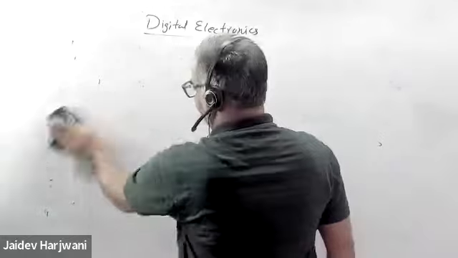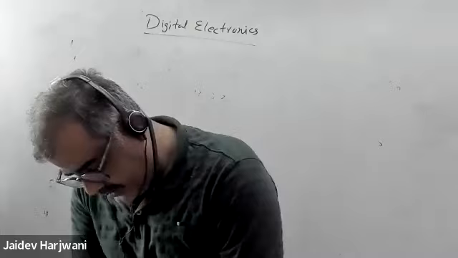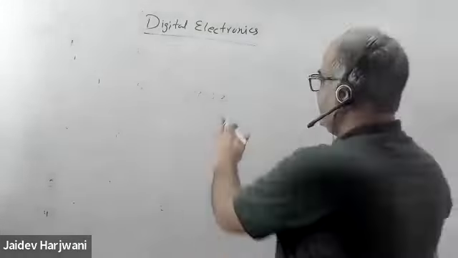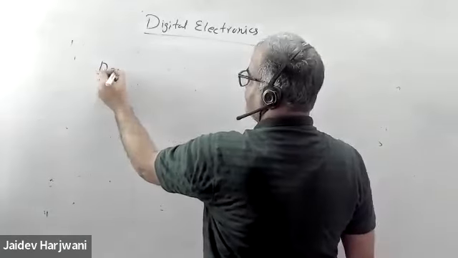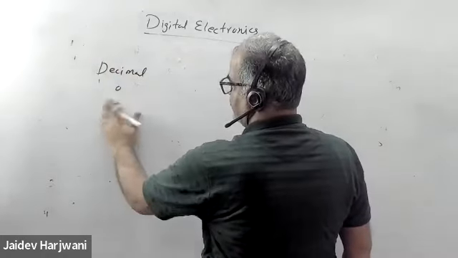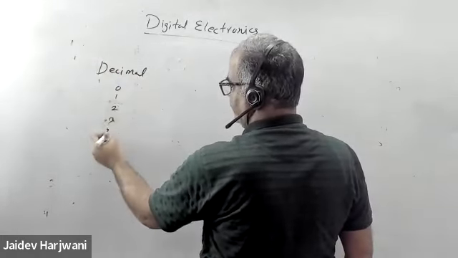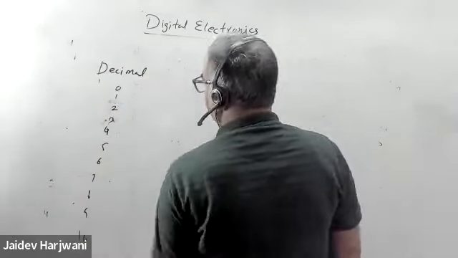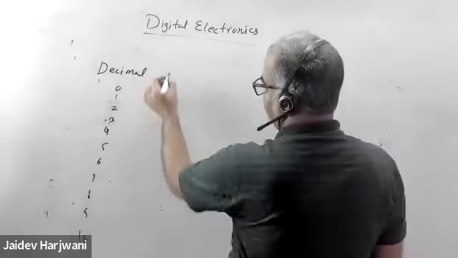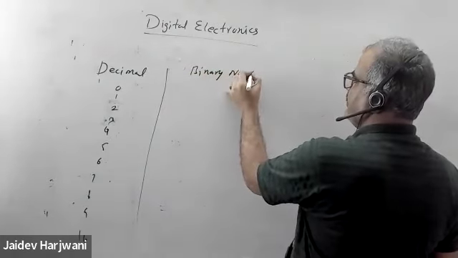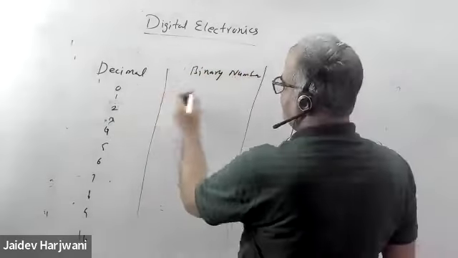I will discuss one more problem. Okay, these problems will come again. Okay, so now, so far what we have written, we have decimal numbers like 0, 1, 2, 3, 4, 5, 6, 7, 8, 9, 10. And I want to write the binary numbers. This will be frequently used, so you have to remember this one.